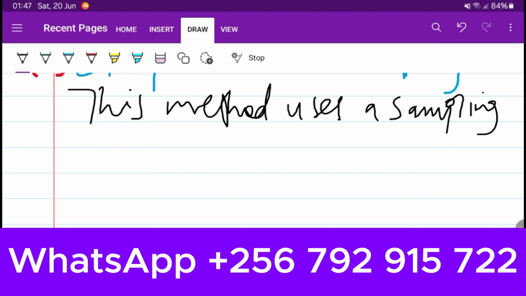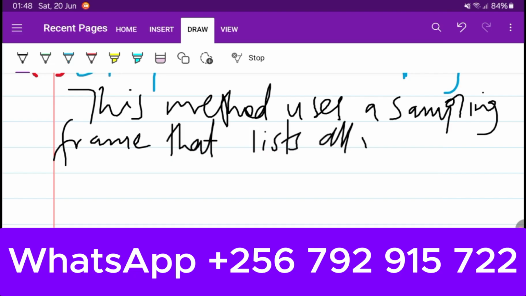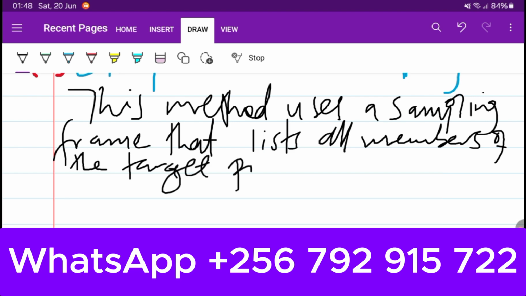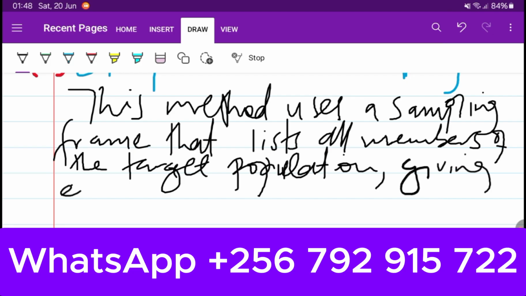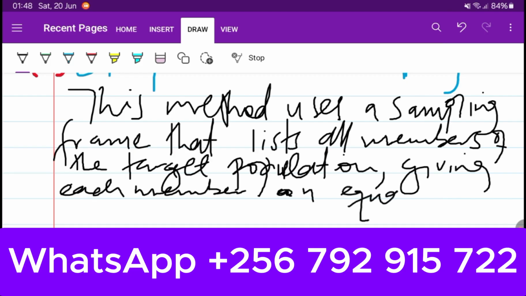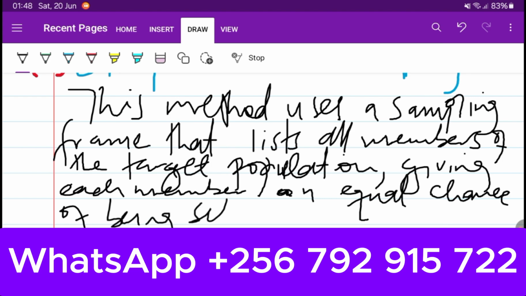This method uses a sampling frame that lists all members of the target population, giving each member an equal chance of being selected in the sample.